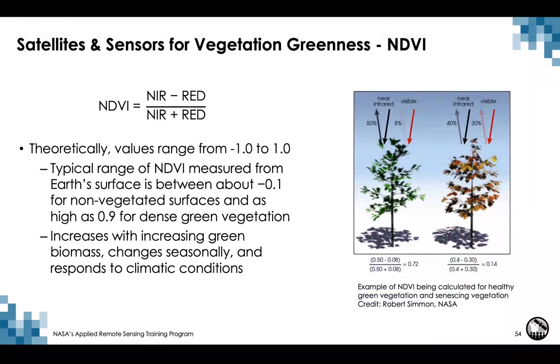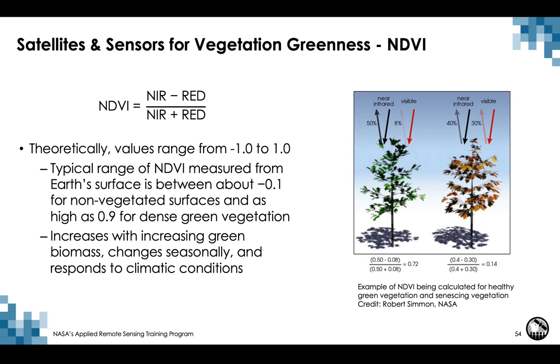The formula shows how to calculate NDVI from near-infrared and red bands. This equation can be calculated from all the multispectral land surface products we discussed earlier in the webinar. Theoretically, values range from -1 to 1. The typical range of NDVI measured from Earth's surface is between about -0.1 for non-vegetated surfaces and as high as 0.9 for dense green vegetation.